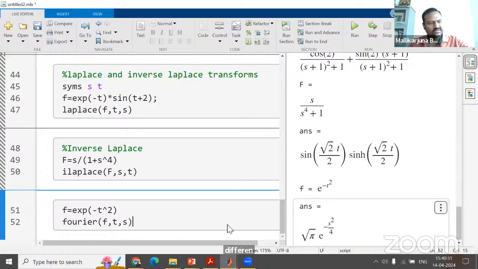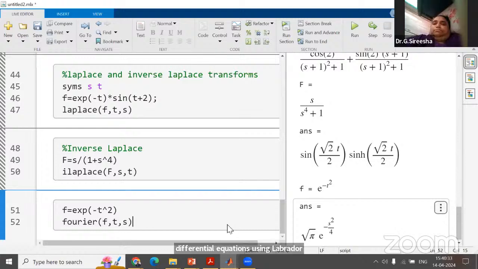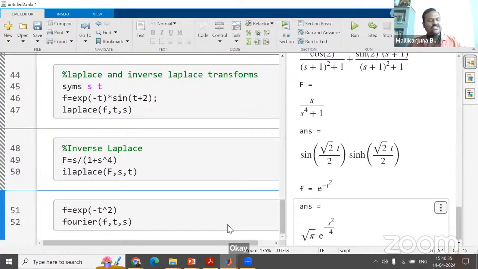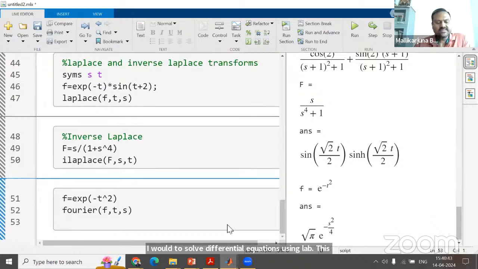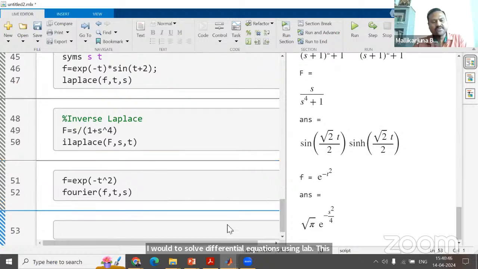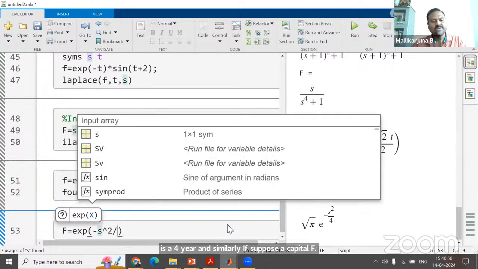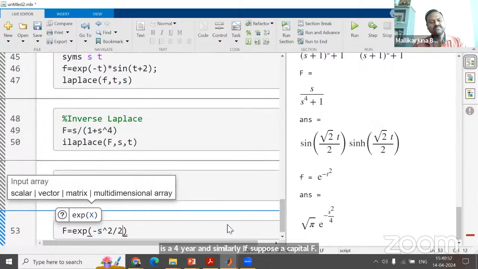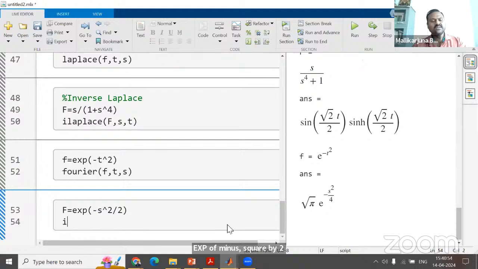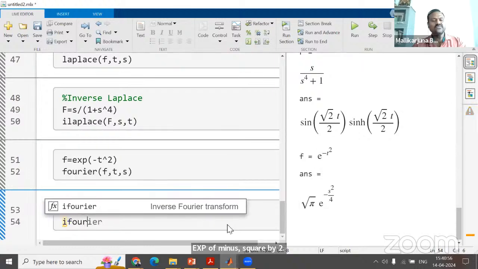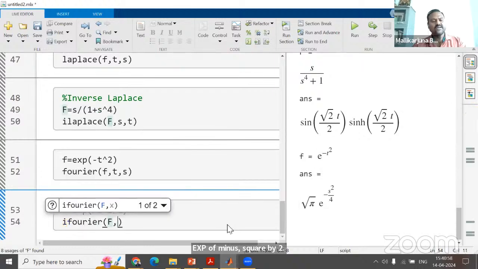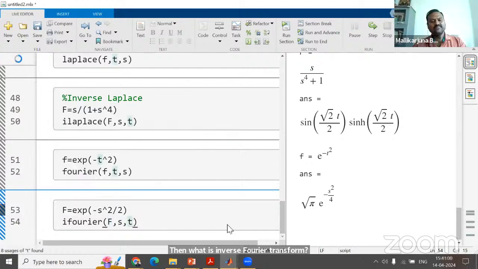We are teaching our engineering students how to solve differential equations using Laplace. This is a Fourier transform, and similarly, suppose capital F is exp of minus s square by 2, then what is the inverse Fourier transform? Capital F, s comma t.